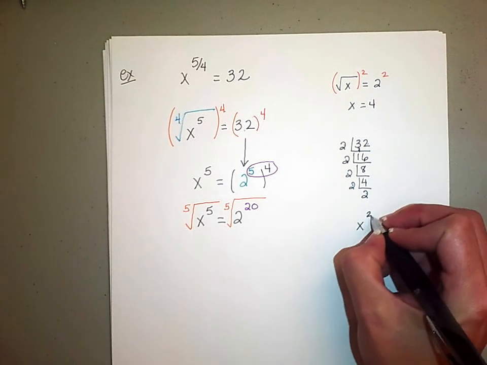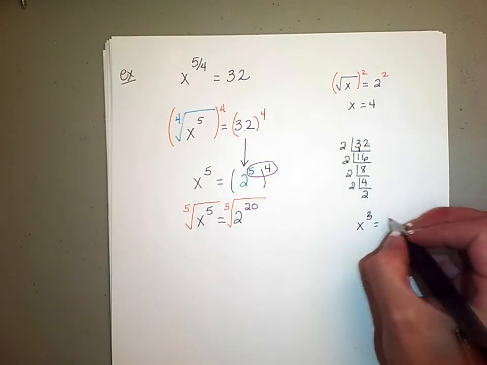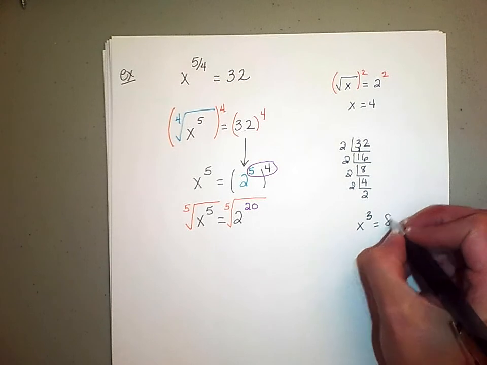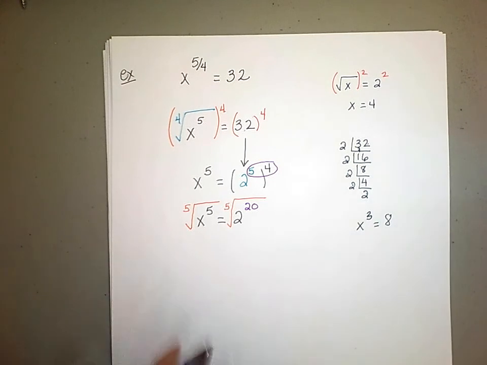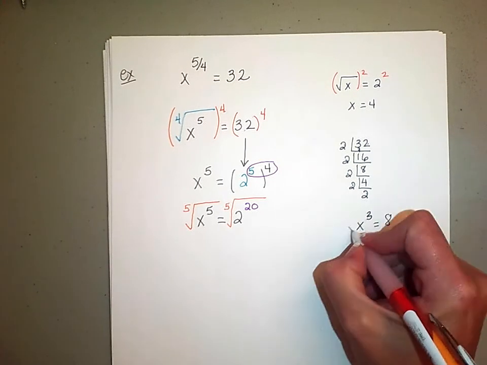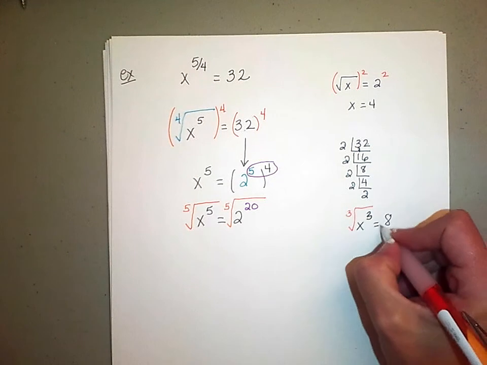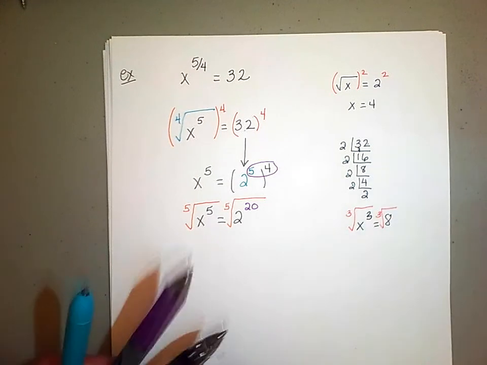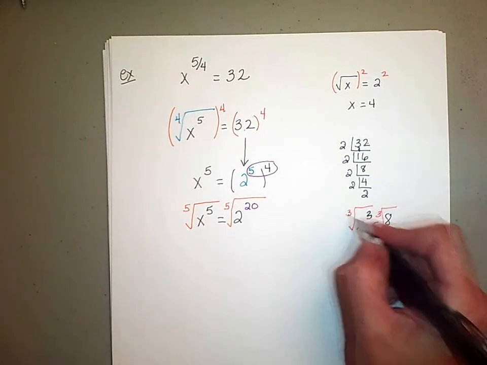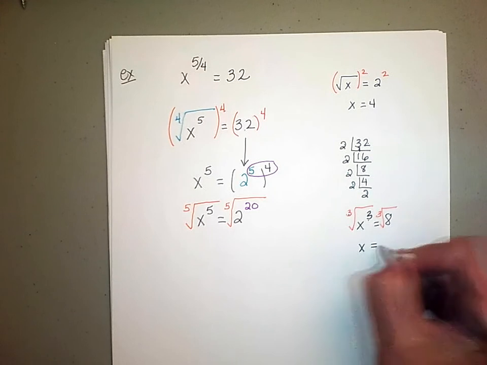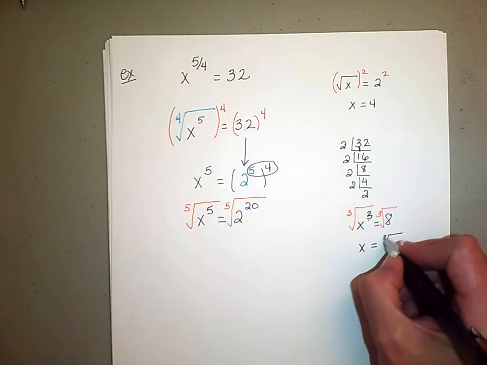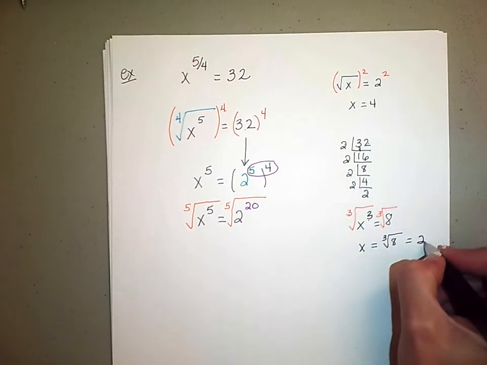Like, for example, when x cubed is equal to 8, let's say, what I need to do to undo the cubing is take the cube root of both sides. So in this case, the cube root undoes the cubing, so x would be equal to the cube root of 8, which is 2.